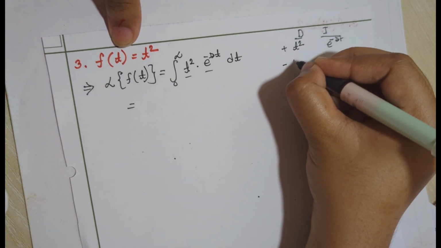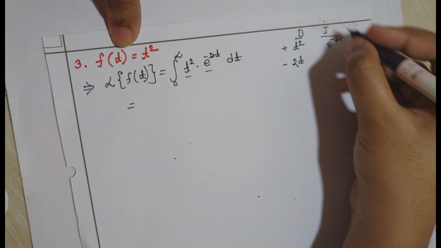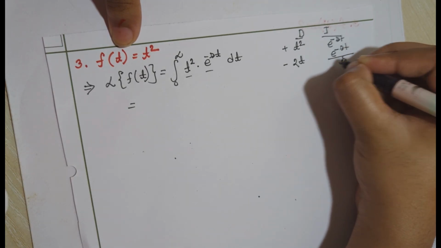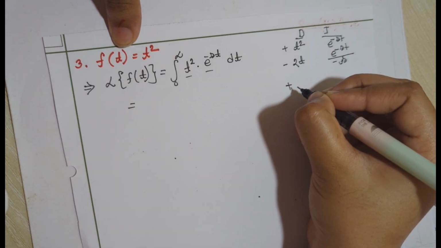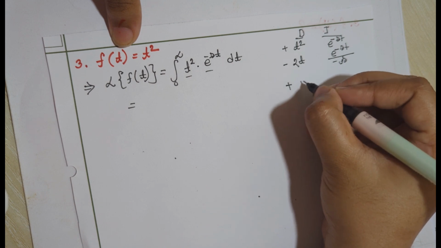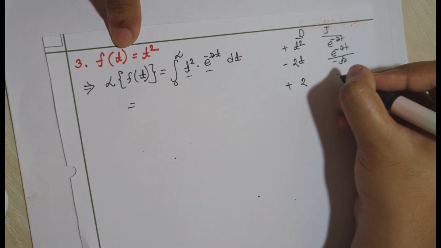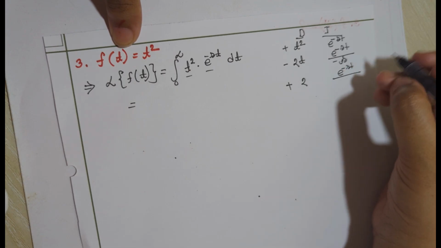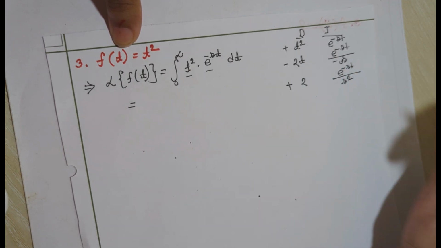If we differentiate this, then we will get 2t, and if we integrate this, then we will get e to the power minus st divided by minus s. Then thirdly, if we differentiate this, we will get 2, and here we will get e to the power minus st divided by minus s into minus s, which is plus s square.